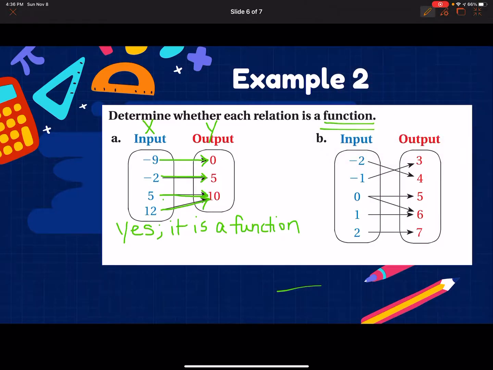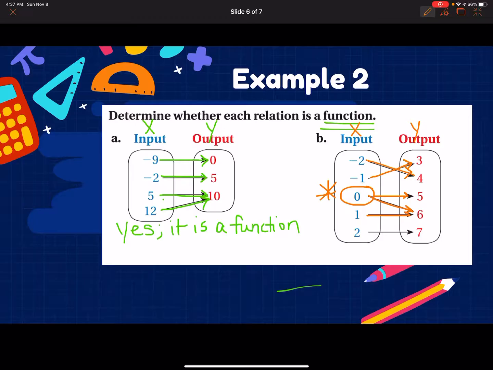Okay, now we're going to go through example B and look for the same thing. So we're looking to see if each of our input has exactly one output. So we have an arrow from -2 to 4. Okay, so far. An arrow from -1 to 3. Okay. Now look at 0. 0 is being paired with 5, but it's also being paired with 6. So does this input have exactly one output? No. X is being repeated with the output 5 and the output 6.